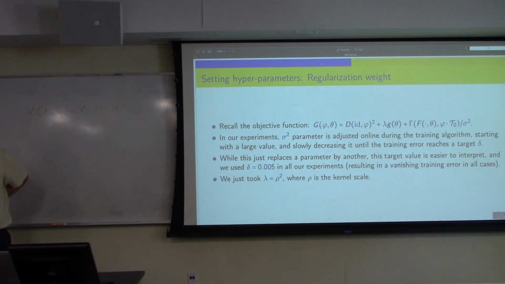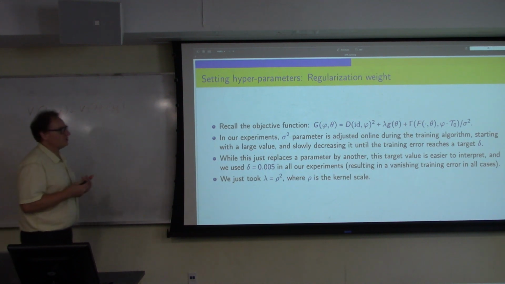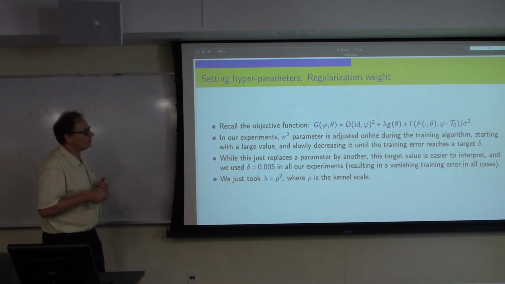Now, for the objective function, you have to fix sigma. The smaller sigma is, the more penalty there is on the error, and so the smaller you take sigma, the smaller your training error is going to be.